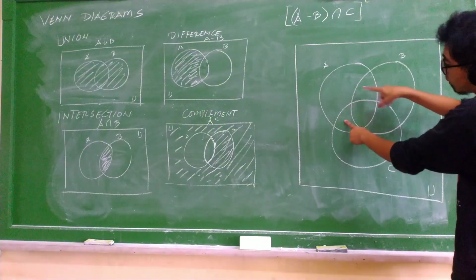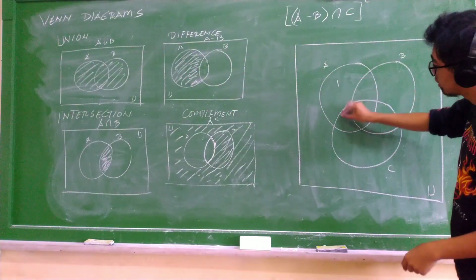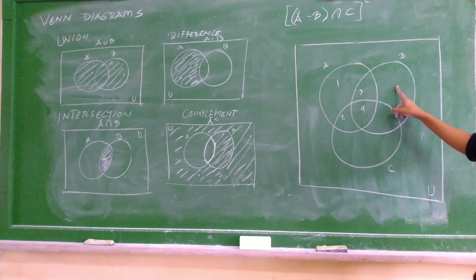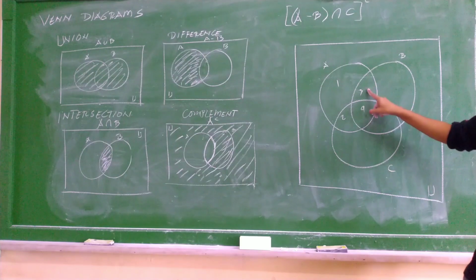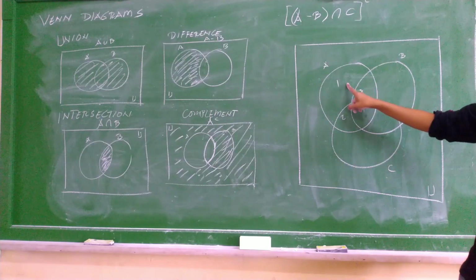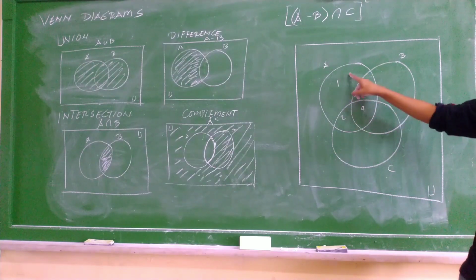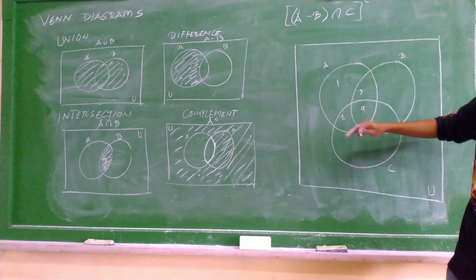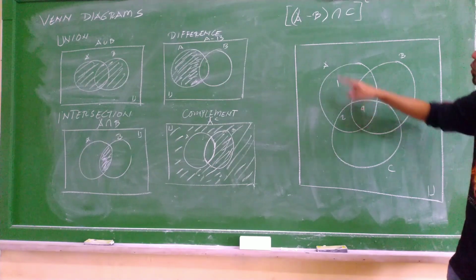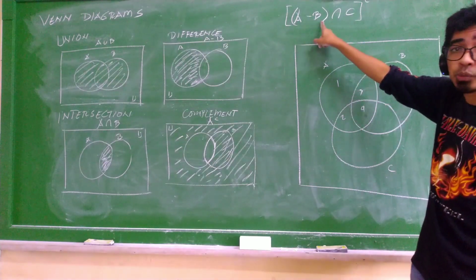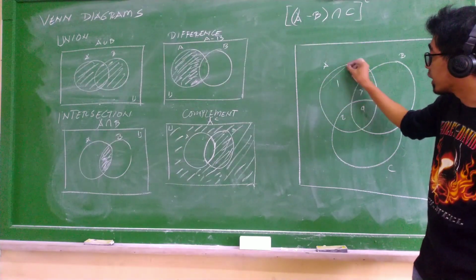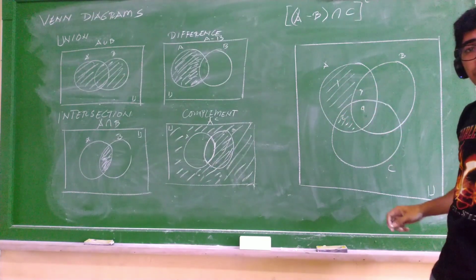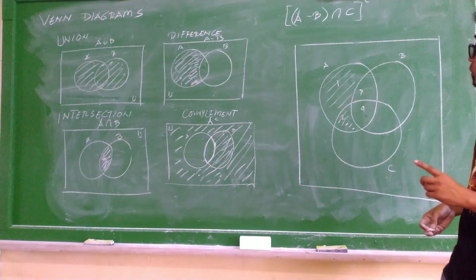So we have here 4 regions, 1, 2, 3, and 4. Between A and B, the common regions are 3 and 4. A is exclusive, 1 and 2 are not included in B. We have here A minus B. Disregard C for the meantime. So this region, A minus B, represents regions 1 and 2. So we lightly shade it for the meantime. Let's proceed.